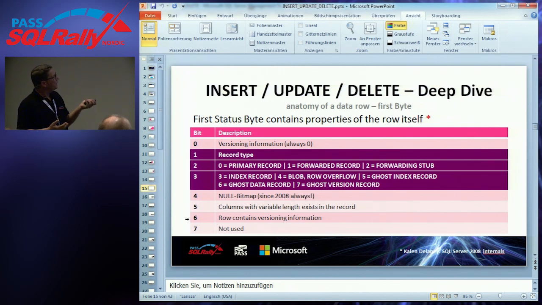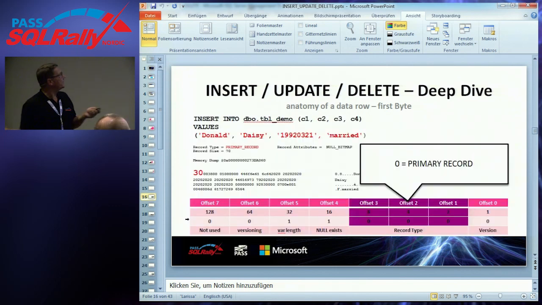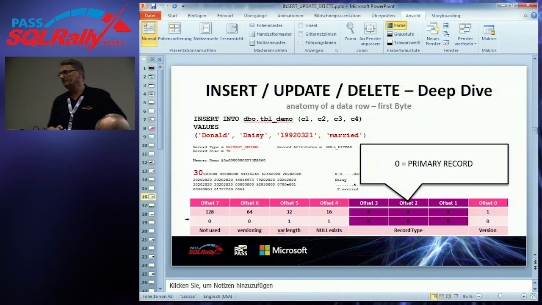The 4th bit, or in this case bit 4, is the null bitmap. I will explain it later on, along with the columns and so on. Let's start with it. See our insert statement, it's inserted into the table, and if you open the page, you see that my record type is a primary record. We have a null bitmap, okay, and my record size is 70 bytes.